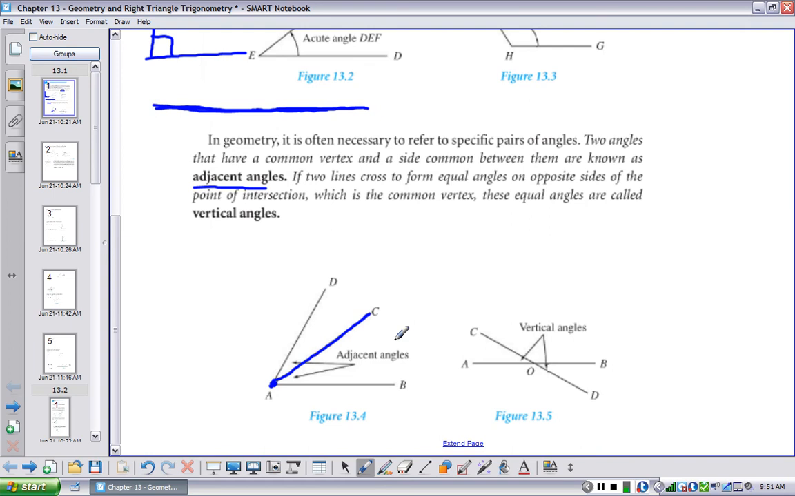We also have vertical angles. It says that if two lines cross to form equal angles on opposite sides of the point of intersection, which is the common vertex, these angles are called vertex angles. So here, the vertex is O. They cross on opposite sides of the O, and these are vertical angles, and vertical angles are equal. Vertical angles are equal.